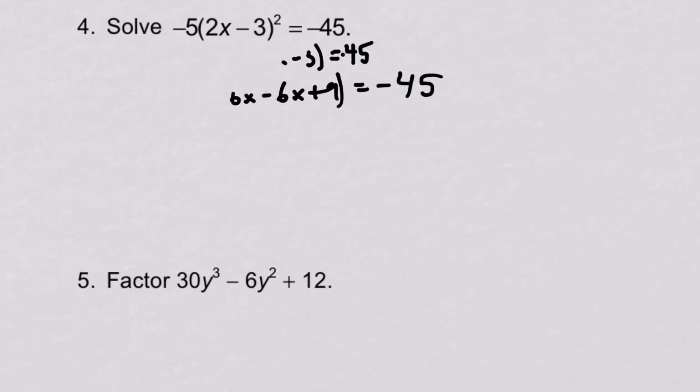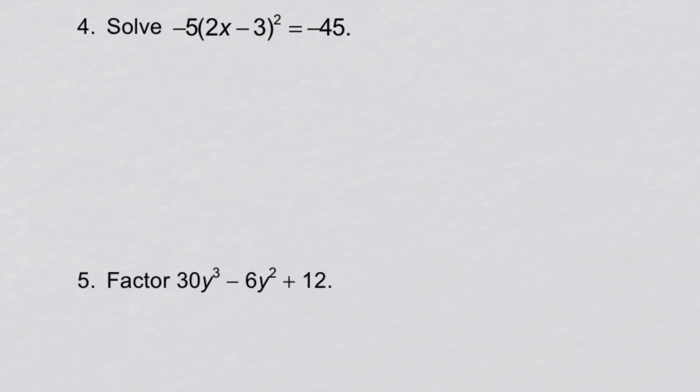If you see a problem like this where it's a quantity squared and the x is in there, it is much easier to solve. What you're going to do instead is you're going to divide everything by the number in front, which is negative 5. Because that negative 5 and that negative 5 is going to cancel. So you're going to be left with 2x minus 3 squared equals negative 45 over negative 5, which is 9. And then it's very easy to solve from here.